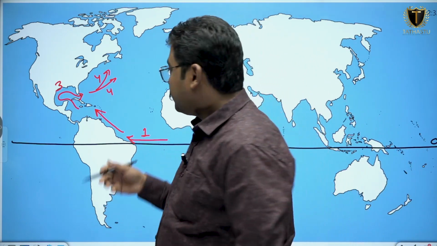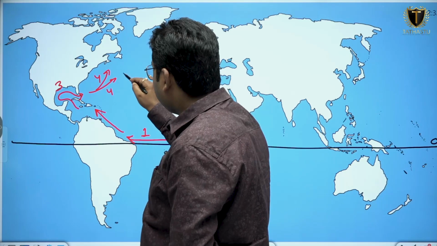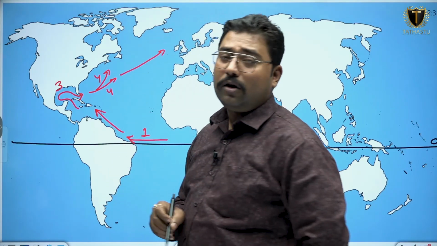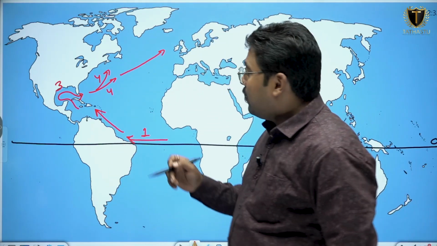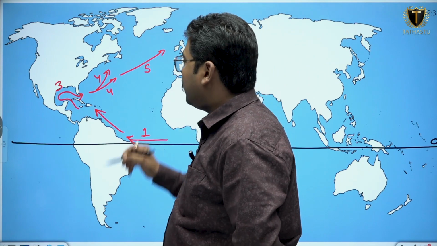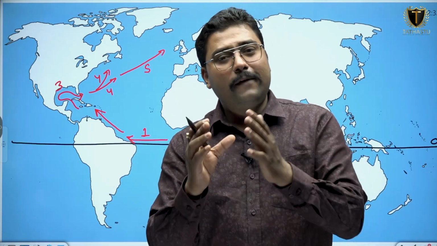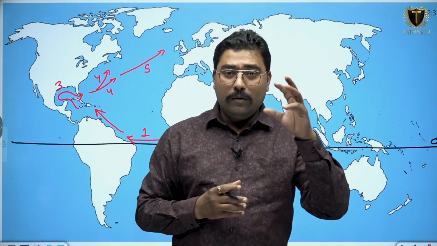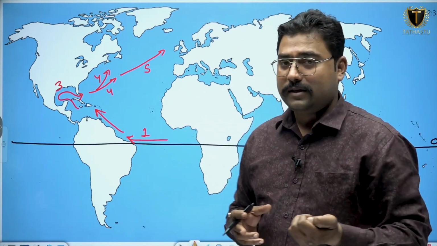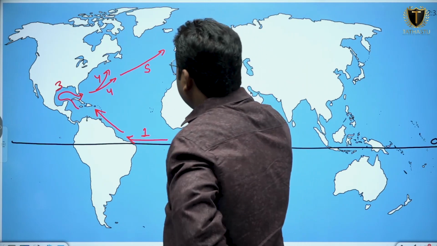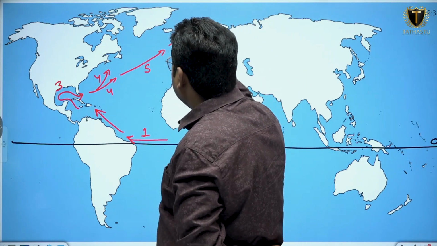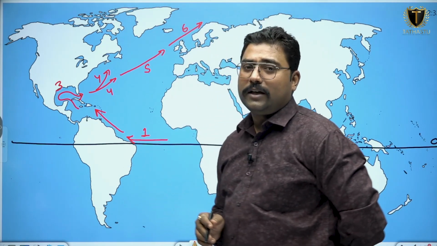Then after, under the influence of westerlies, the Gulf Stream is drifted to the northwestern part of Europe, which is termed as North Atlantic Drift, number 5. Now mind it, the currents which have the suffix of drift will always originate due to the influence of winds, or simply you can say westerlies. So North Atlantic Drift will reach the northern part of Europe by the name Norwegian current over the coast of Norway.